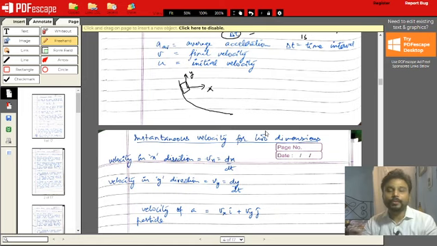So how do we define it? The definition is the same as what we have learned already. The velocity in x direction is dx by dt, and the velocity in y direction is dy by dt.